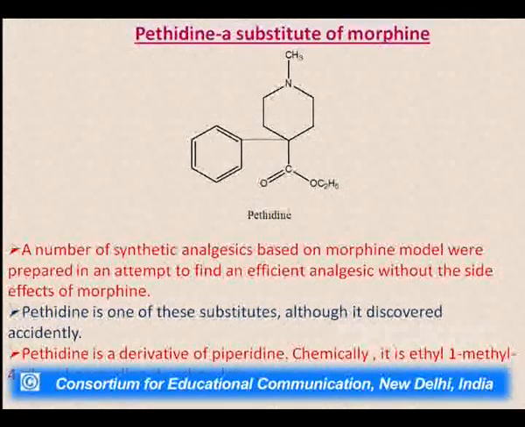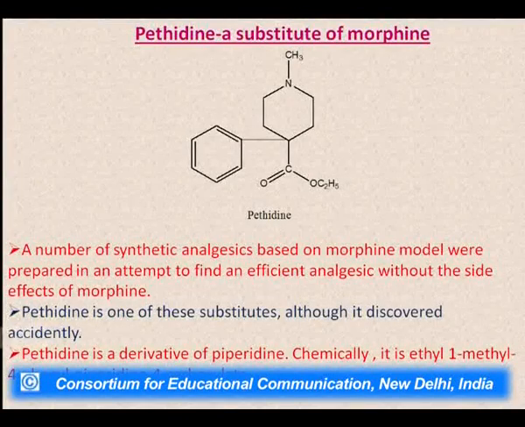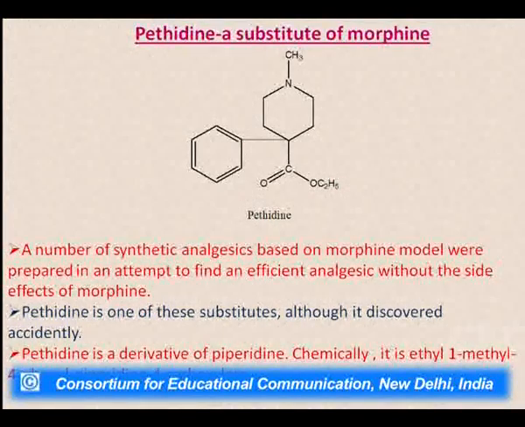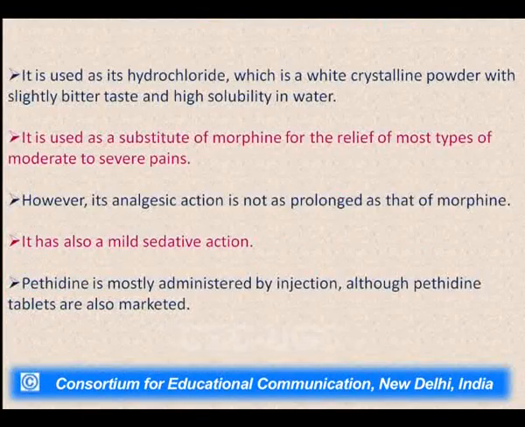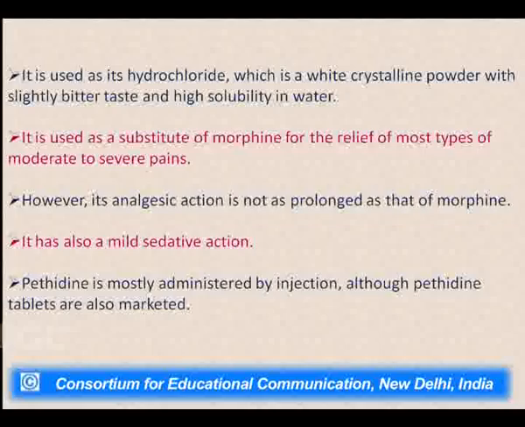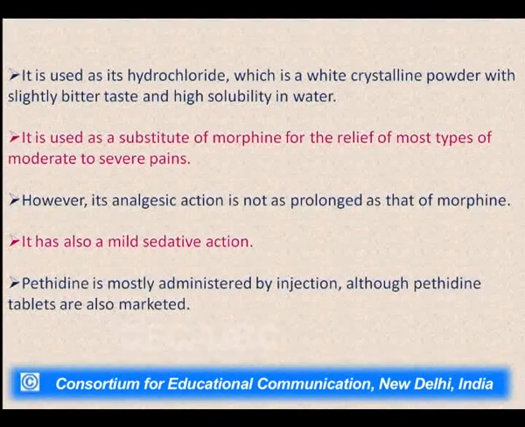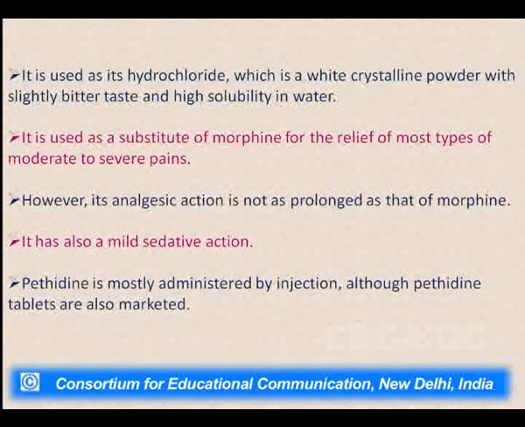Pethidine is a derivative of piperidine. Chemically, it is ethyl 1-methyl 4-phenyl piperidine 4-carboxylate. Some scientists were finding drugs which were efficient for stomach pain, and they got this pethidine, a morphine substitute which was accidentally developed to reduce pain. It is used in the hydrochloride form and it is a white crystalline powder with a slightly bitter taste and higher solubility in water.